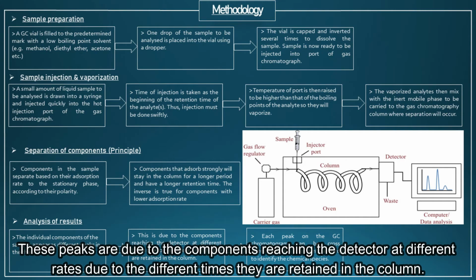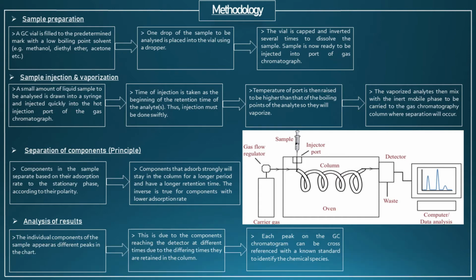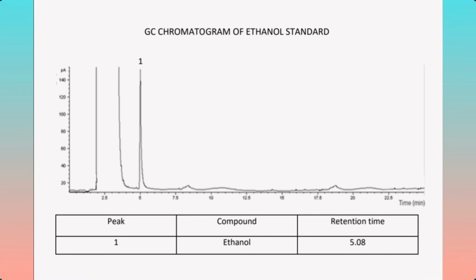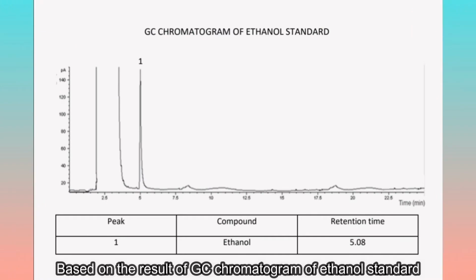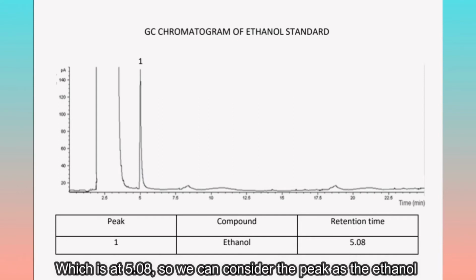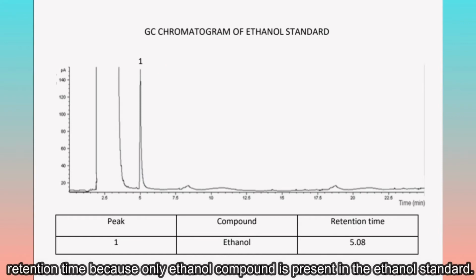These peaks are due to the components reaching the detector at different rates due to the differing times they are retained in the column. Each peak on the GC chromatogram can be cross-referenced with a known standard to identify the chemical species. Based on the result of the GC chromatogram of ethanol standard, we can see that only one peak is present in the chromatogram, which is at 5.08. So, we can consider the peak as the ethanol retention time because only the ethanol compound is present in the ethanol standard.